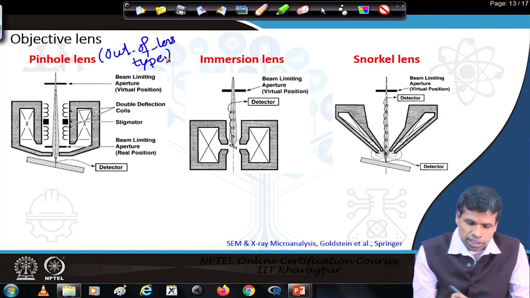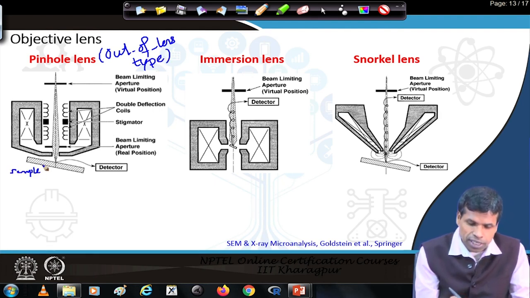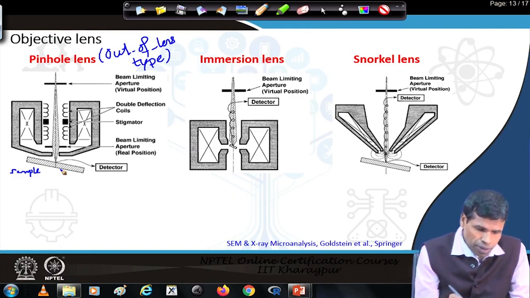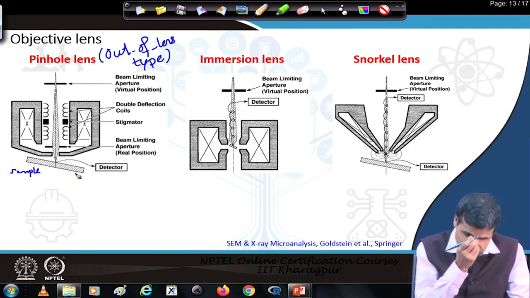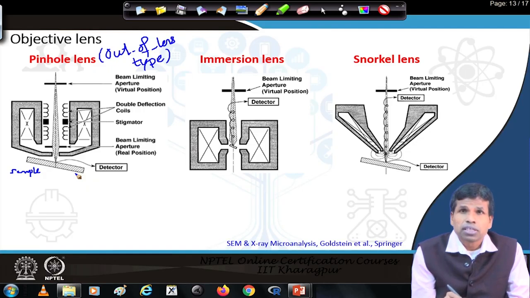Why do we say out of lens? Because as you see, this is your sample or specimen placed below the lens. Here, the magnetic field of the lens is within the lens, and the sample is kept outside the lens. Thus, it will not allow a very small working distance, because the sample is outside the lens. Therefore, we cannot have a very small working distance.